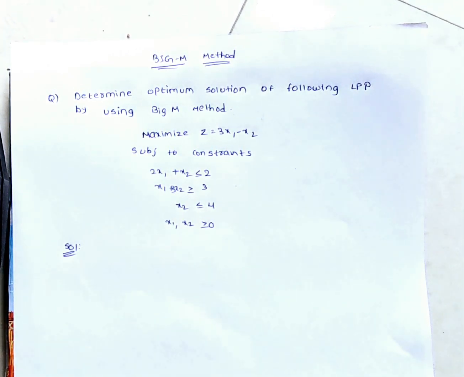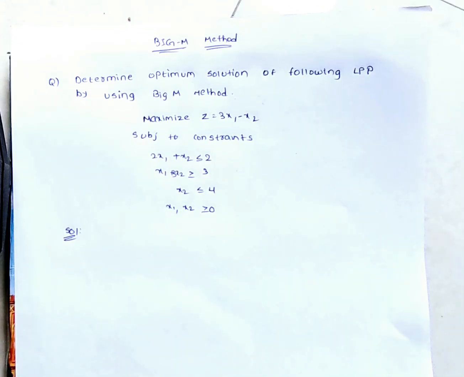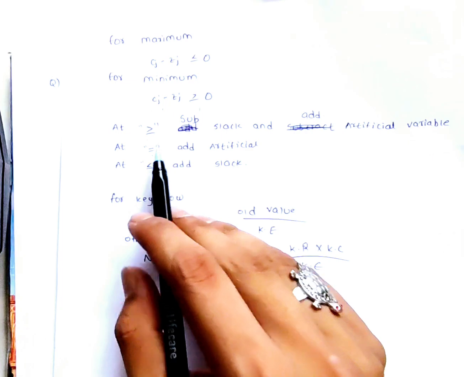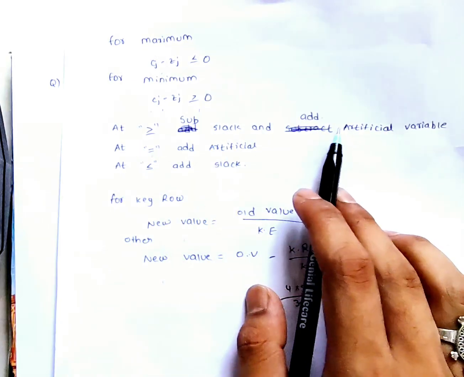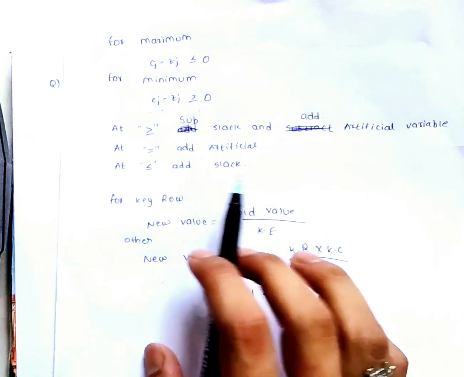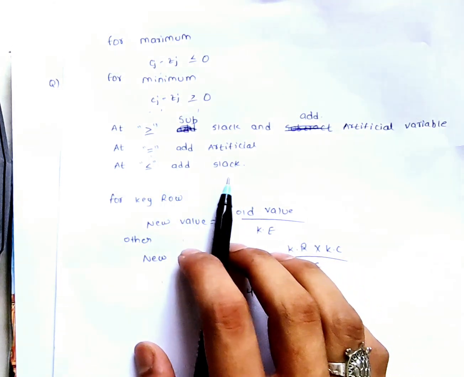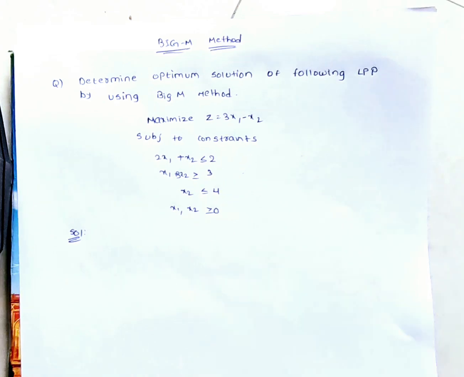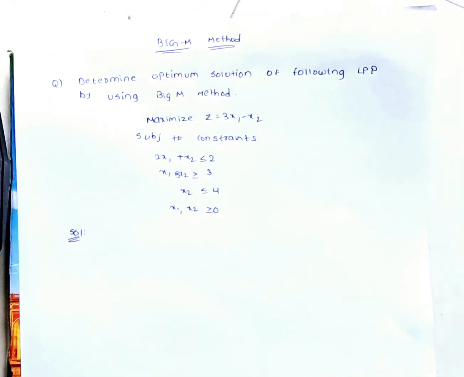So what we have to do, as I previously told: for the greater than or equal to symbol, we have to subtract a slack and add an artificial variable. For the equal to symbol, we have to add an artificial variable, and for the less than or equal to symbol, we have to add a slack variable. Let us do that first. Here, the first symbol is less than or equal to, so we have to add the slack.